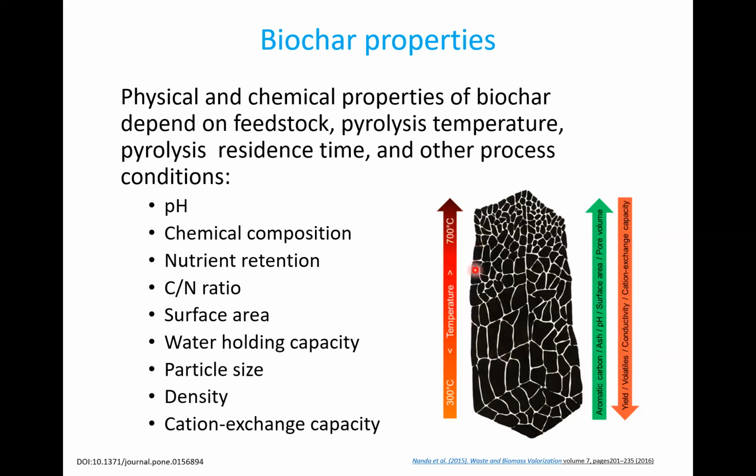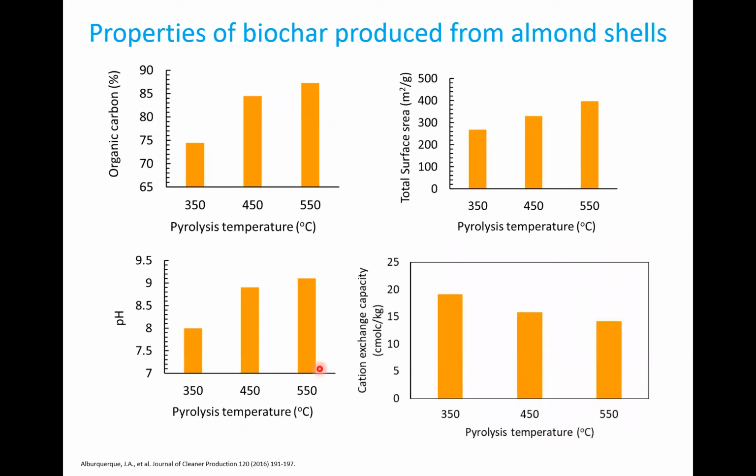So basically, this is positive correlation between these parameters, and this is negative correlation with these parameters, with the increase of pyrolysis temperature in this case. And here I'm citing these references, so you can go back and do more research on that. So for example, here are the properties of biochar produced from almond shells.